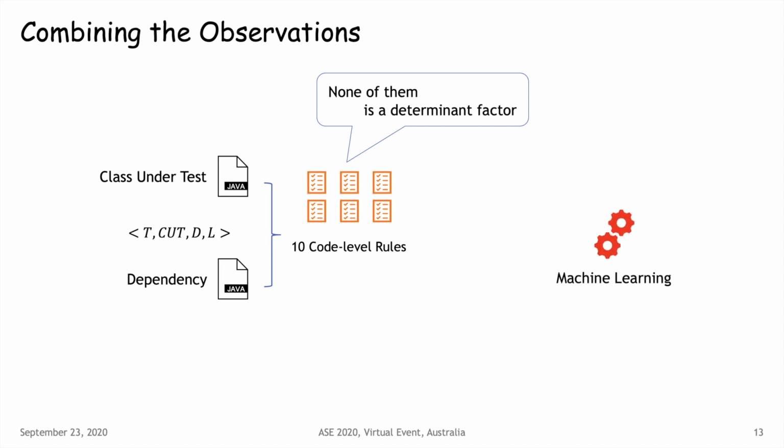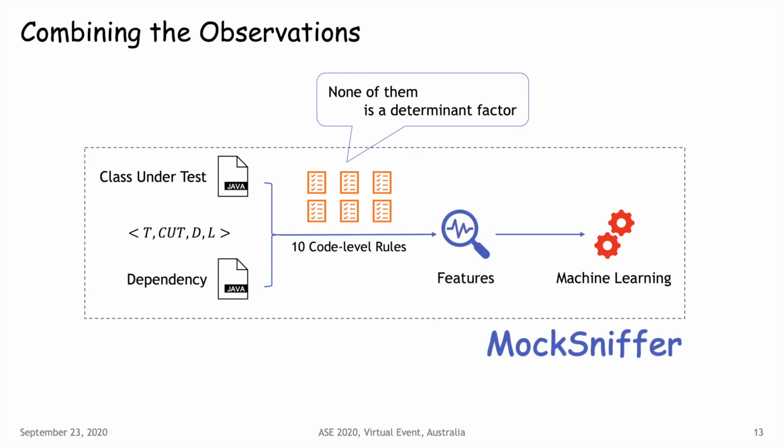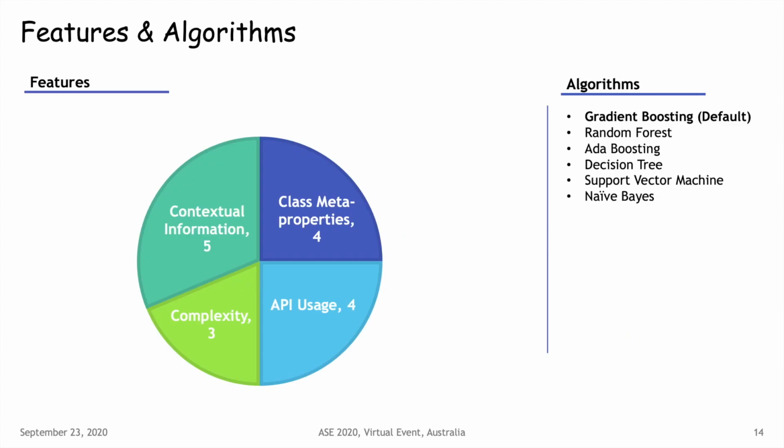To connect the rules to machine learning, we turn these rules into 16 features. The features fall into 4 categories. The first is about contextual information. That is about the interactions between the class under test and the dependency. For example, does the dependency throw an exception caught by the class under test?